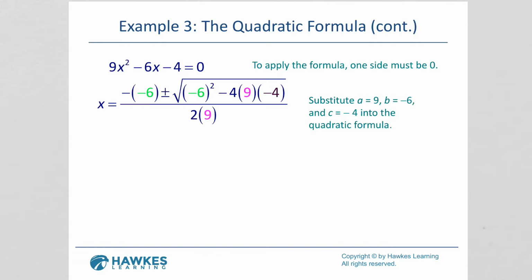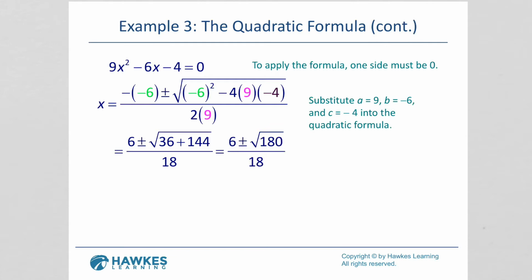all over 2 times 9, which is 6 plus or minus the square root of 36 plus 144 all over 18, which is equal to 6 plus or minus the square root of 180 over 18, which is 6 plus or minus 6 square root of 5 over 18.